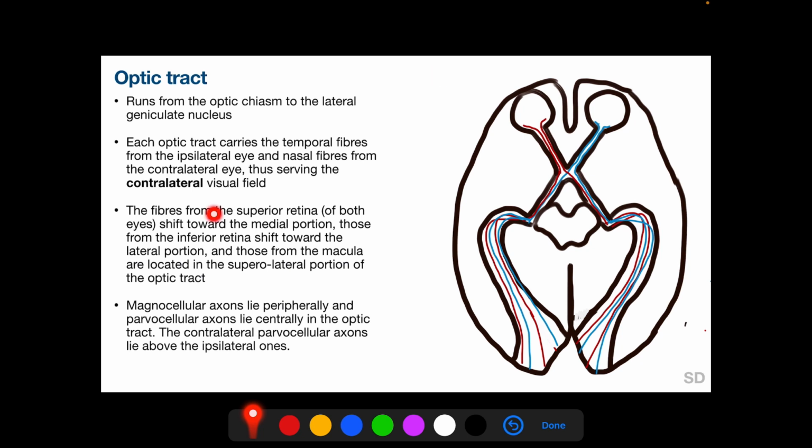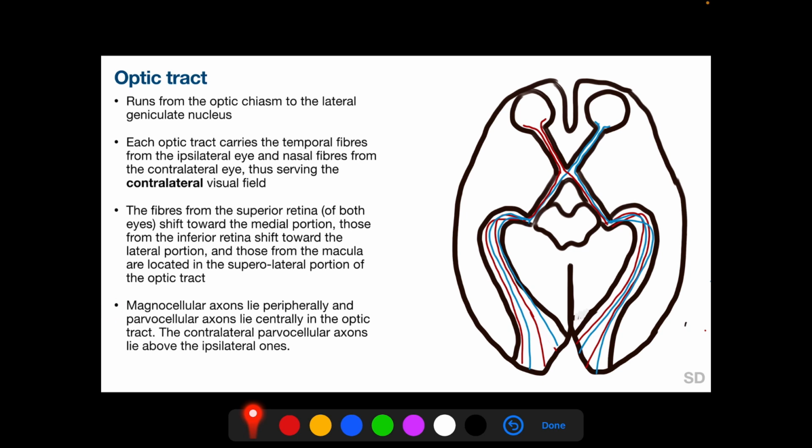The fibers from the superior retina of both the eyes shift toward the medial portion, and those from the inferior retina shift towards the lateral portion of the optic tract, and those from the macula are located in the superolateral portion of the optic tract.